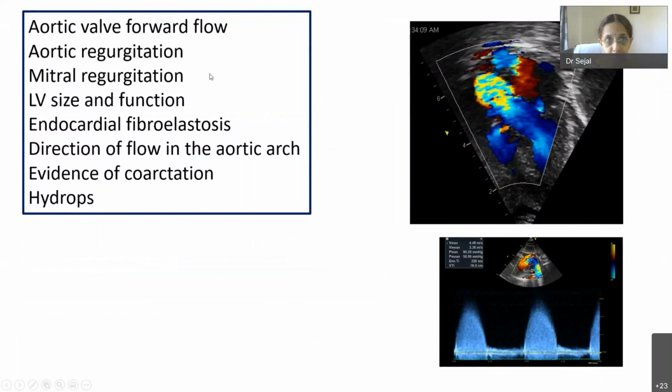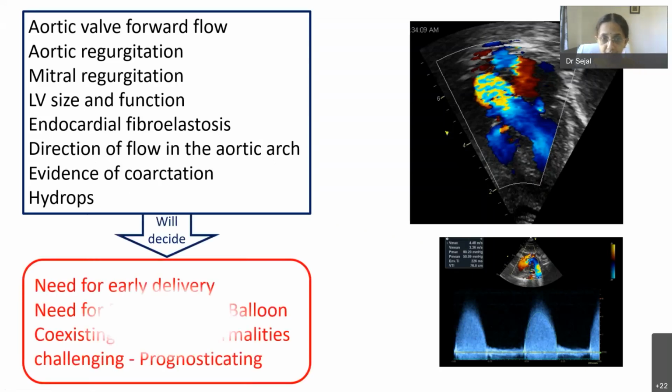Presence of mitral regurgitation could be an ischemic evidence already there. Presence of endocardial fibroelastosis, LV size and function could also be impacted. Direction of flow into the aortic arch means it is critical aortic stenosis, and the association of aortic stenosis with coarct is well known, and hydrops. Also remember the association with non-cardiac genetic issues like Turner's, etc.